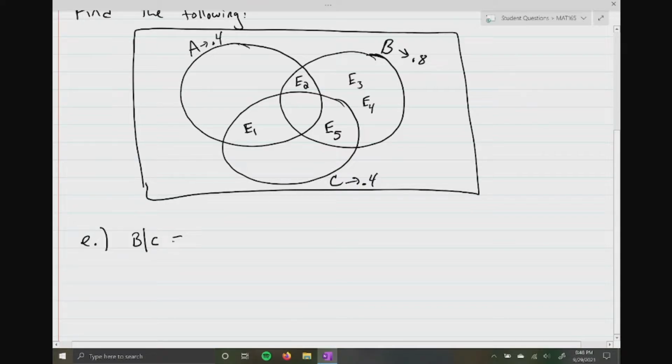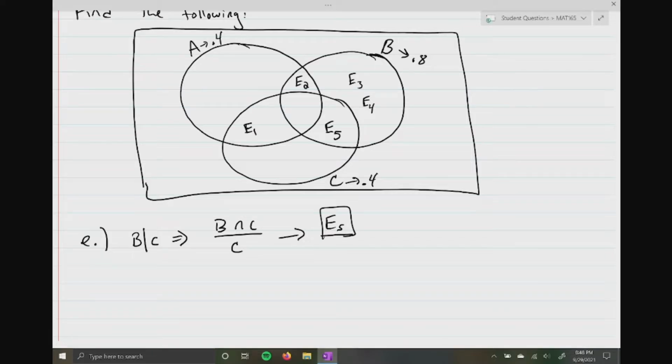So when you think of B, given that C has occurred, we got to understand that this is going to be B intersection with C all over C. So when we think about all the events in B intersection C, well, we did that earlier, okay? That is just E5, okay? Now, if we look at just C, this is also going to be E5. So the only event that we have to worry about here is E5, okay?